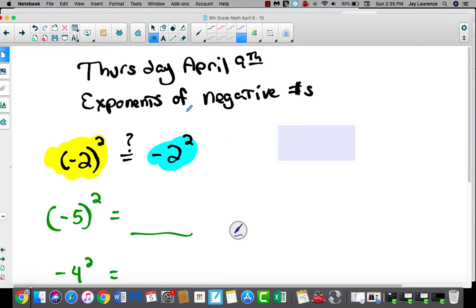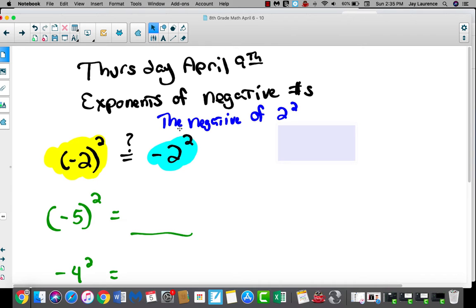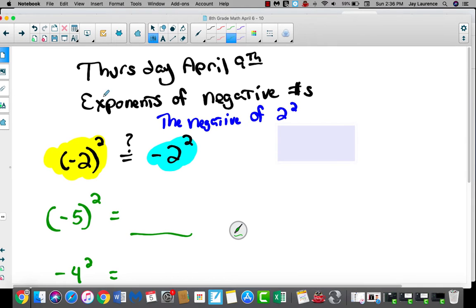This one is read as the negative of 2 squared. So in other words, to find it, you have to find 2 squared and then take the negative of it. If I said the number 10, what's the negative of 10? Well, negative 10, right? That's what this one says, the negative of 2 squared. This one says negative 2 squared. They do not say the same thing. Have I emphasized that enough? They do not say the same thing.